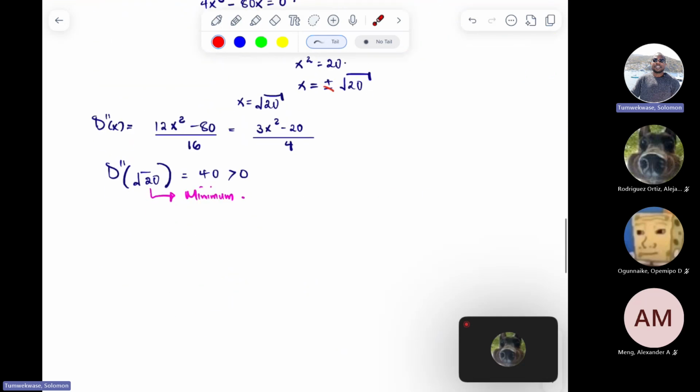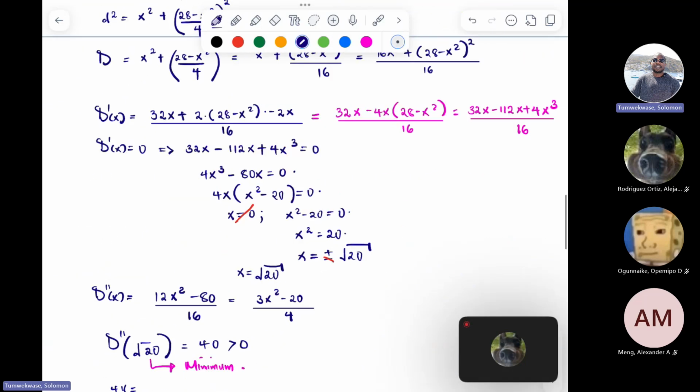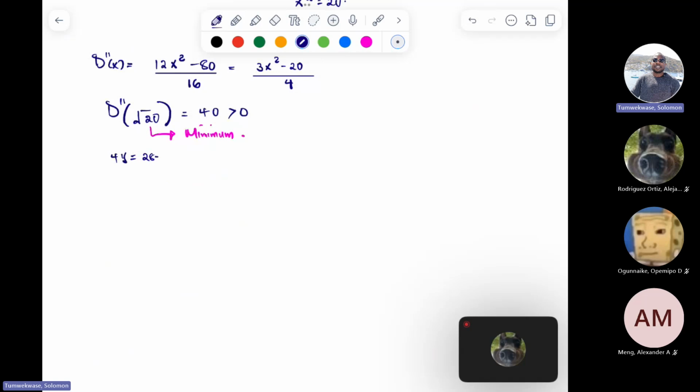So we have 4y is equal to 28 minus x squared. So 4y is equal to 28 minus root 20 squared, that is 20. So 4y is equal to 8, and therefore y is equal to 8 over 4, which is just 2. That is question 6. I hope that is okay.